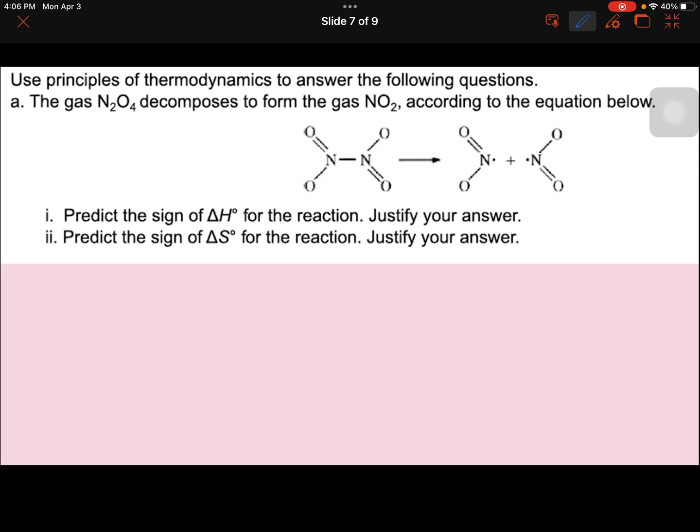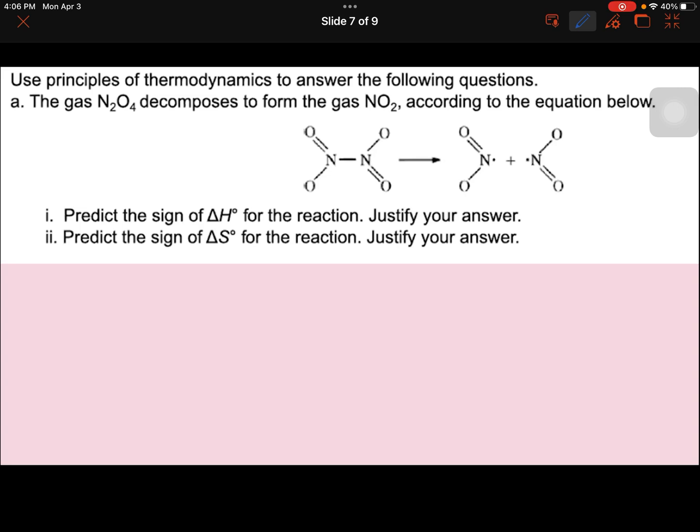This question here uses principles of thermodynamics to answer. The gas N2O4 decomposes to form NO2. So there's two NO2s according to this equation. Predict the sign for delta H and justify your answer. Predict the sign for delta S and justify your answer.